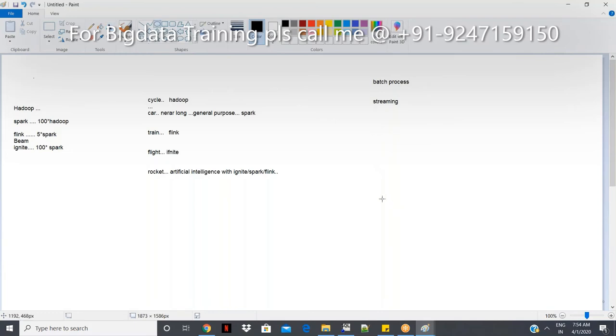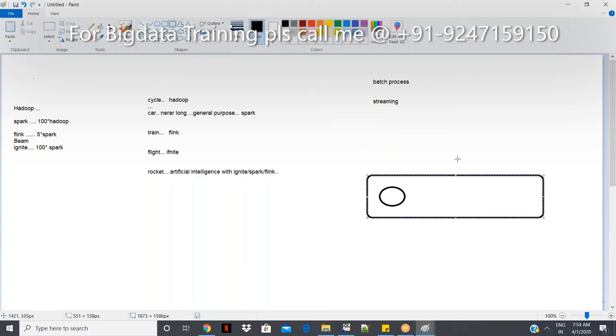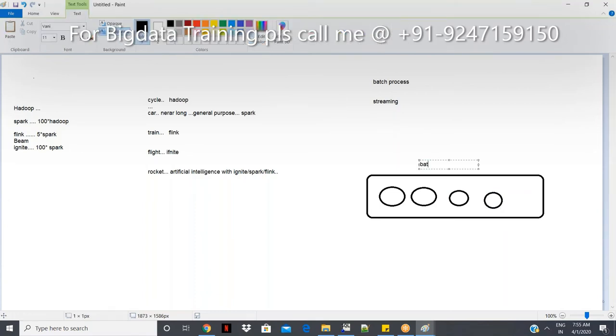Batch means historical data. Historical data means the data is not moving anywhere. For example, you store data in your hard disk. That data is always constant. It is not moving or transferring from one place to another. It is in a constant state. That is called batch processing. Batch means it is constant, historical. It is not possible to change.